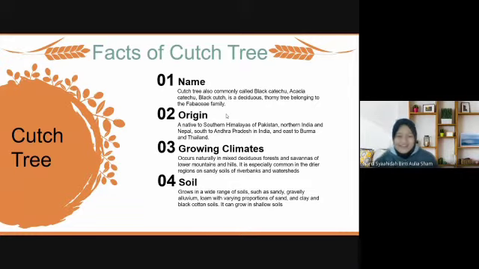And for the growing climate, it occurs naturally in the mixed deciduous forests and savannas of lower mountains and hills. It is also commonly found in the drier regions on sandy soils of riverbanks and watersheds. It grows in a wide range of soils, which are sandy, gravelly, alluvial, loam with varying proportions of sand and clay, and also black cotton soils. It also grows in shallow soils as well.